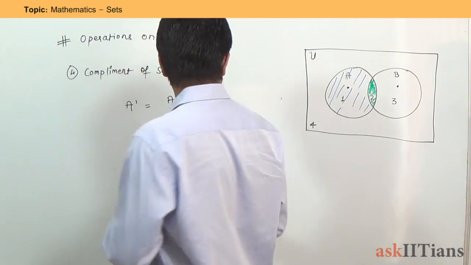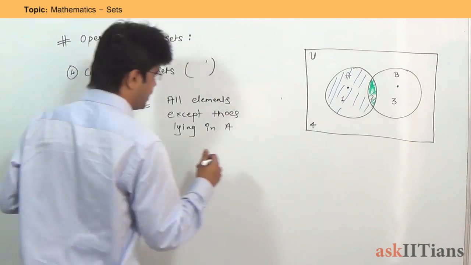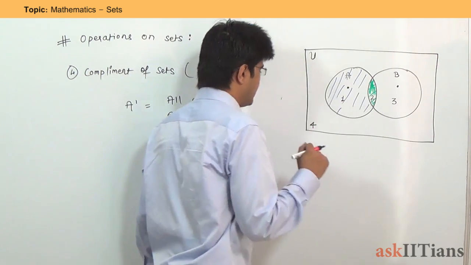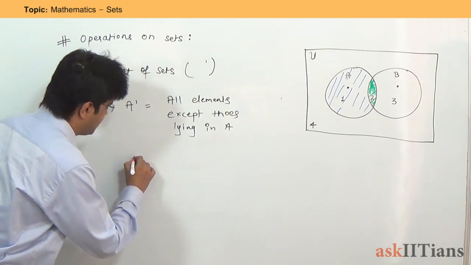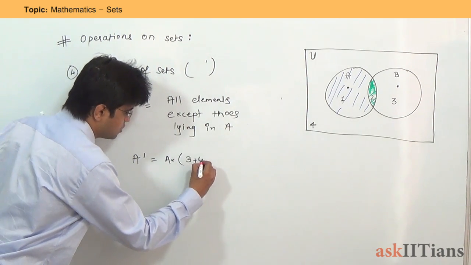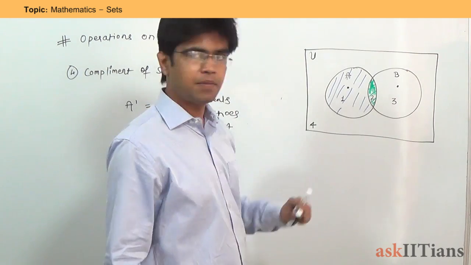So for example, what is lying in A? Area 1 and area 2 are in A. So except area 1 and area 2, we need to take all other areas. That means looking at that figure, A dash will become area 3 plus area 4. That is what we meant by A dash.